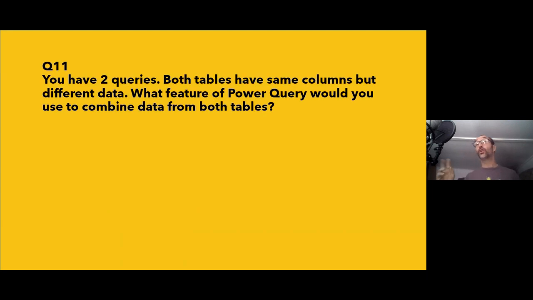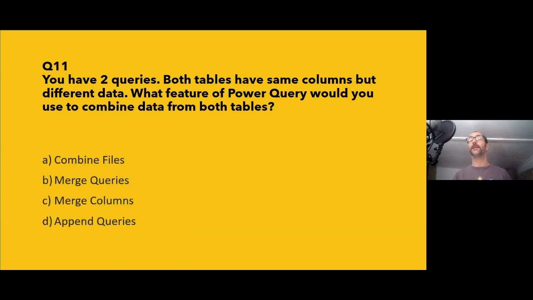Okay, so Power Query question 11. So you have two queries. Both tables have the same columns but use different data. What feature of Power Query would you use to combine data from both tables? Combine files, merge queries, merge columns, or append columns?